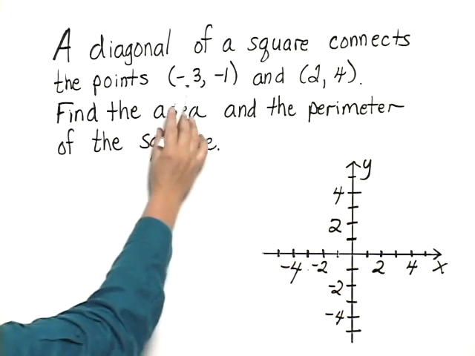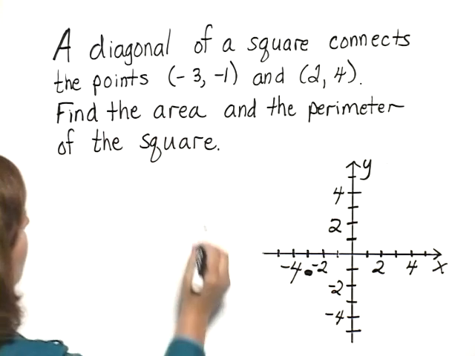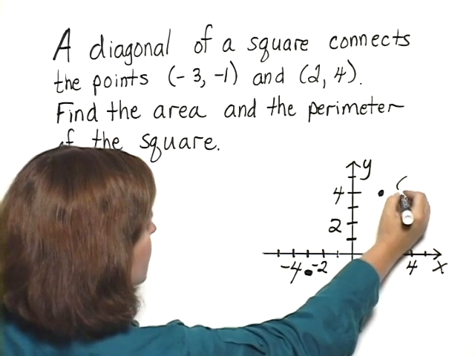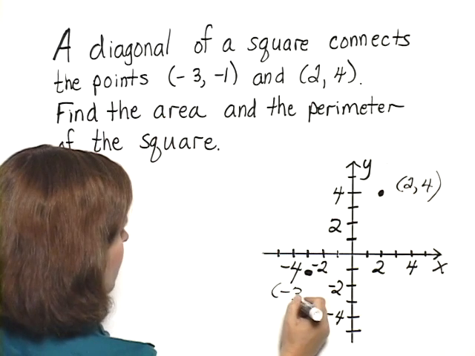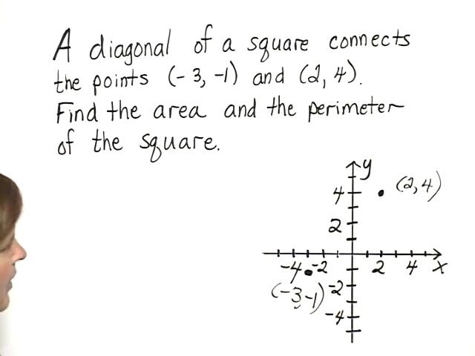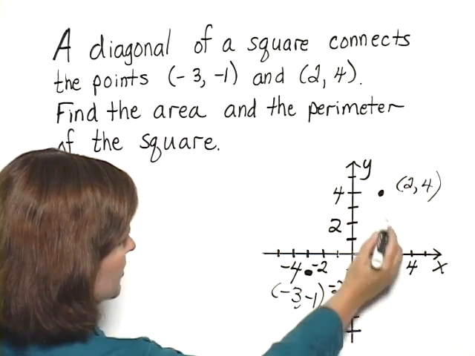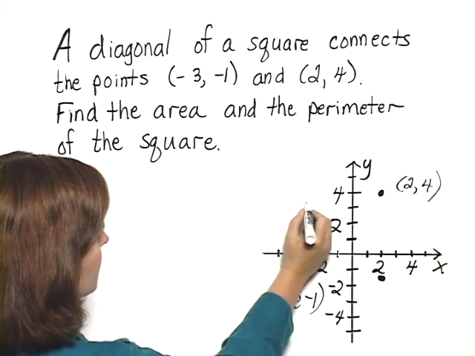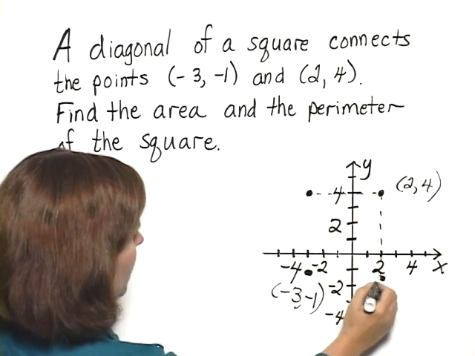square. We have the point (-3, -1), which is right here, and we have the point (2, 4), which is here. Let's label those points, (2, 4) and (-3, -1). That's the diagonal of the square, so we can finish off the square by going over, making a square here, putting a point here, and going up the same distance and making a point here. And we can see that we have the square.